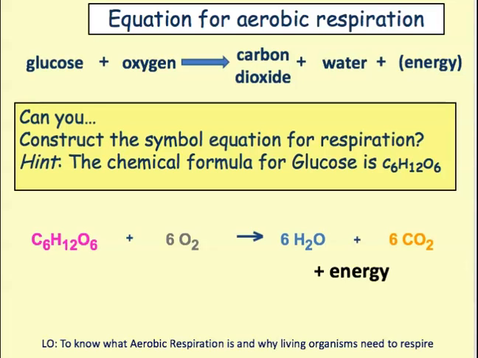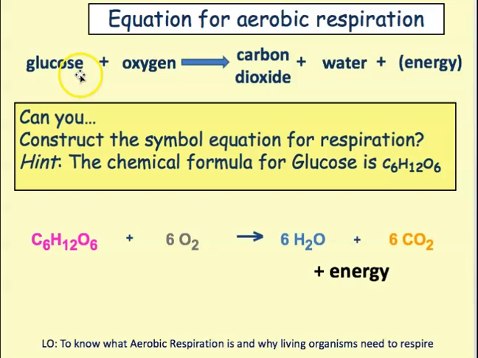I'd like to show this to you now. So this is an equation for aerobic respiration. I have just told you that respiration is a chemical reaction. Now this, I believe, proves that it's a chemical reaction, because when you do chemistry, you will do chemical equations. This is another example of a chemical equation.